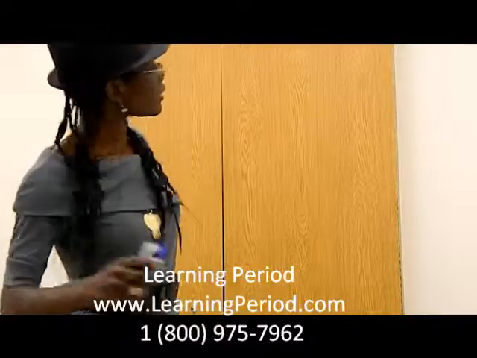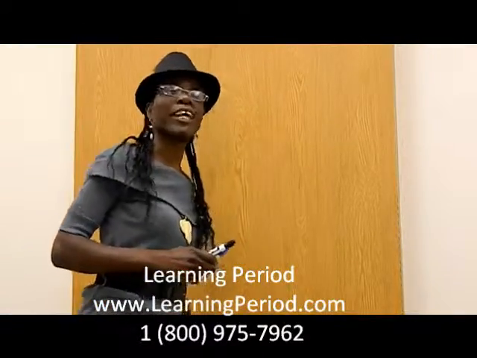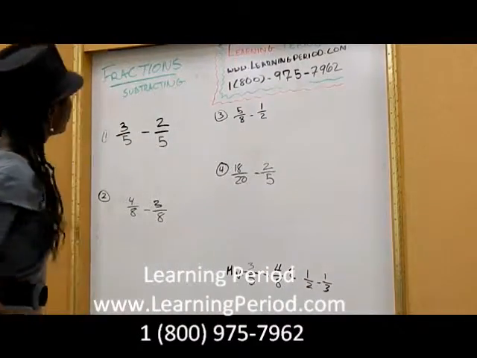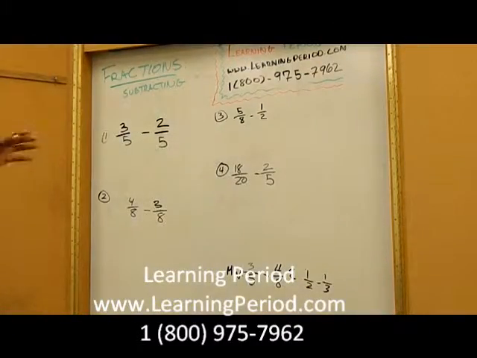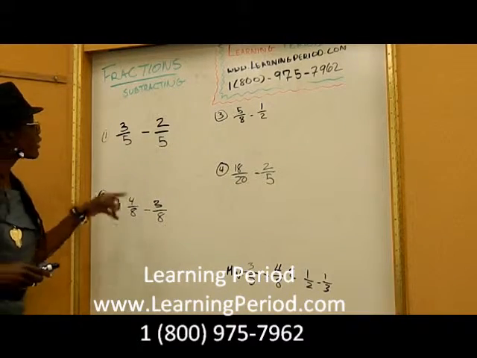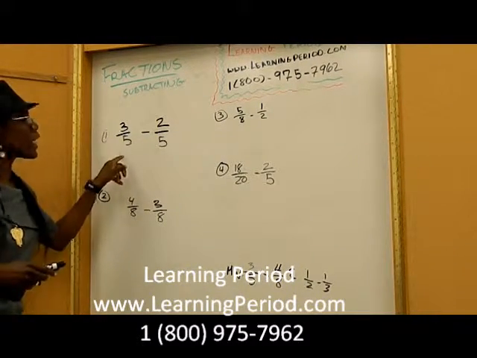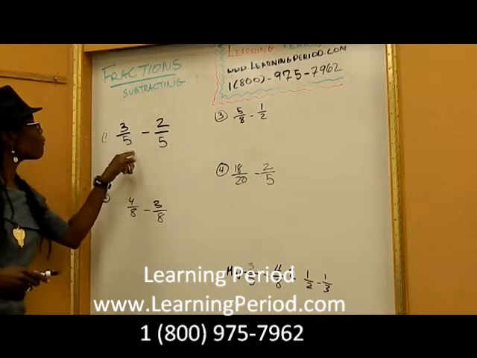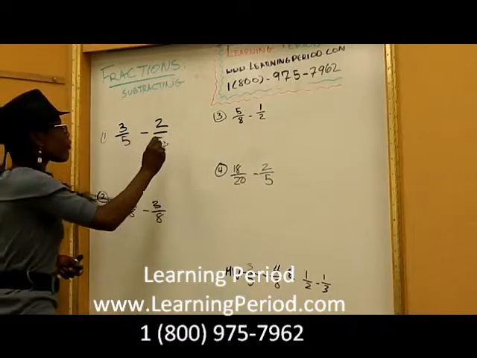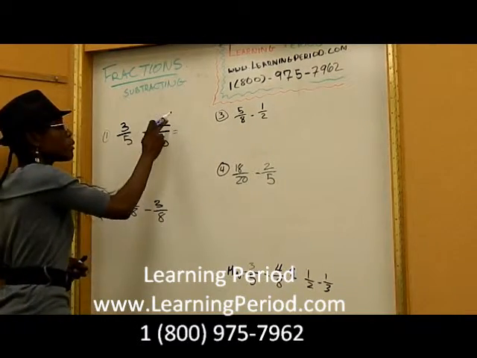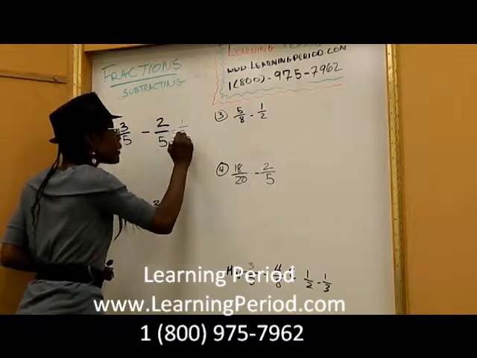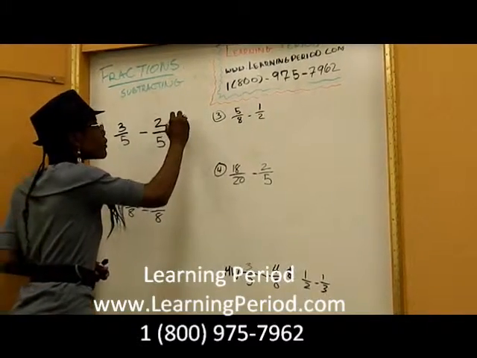Today, let's talk about fractions, subtracting simple fractions. So how about number 1? 3/5 minus 2/5. As you can see, we have a common denominator. And when you have a common denominator, you just subtract straight across. 3 minus 2 is 1. And we keep the denominator the same. This is your final answer.